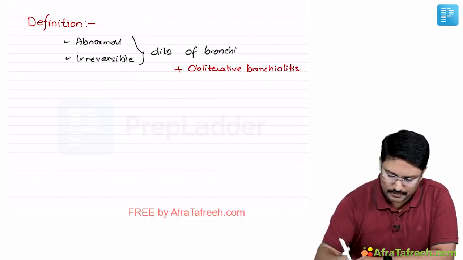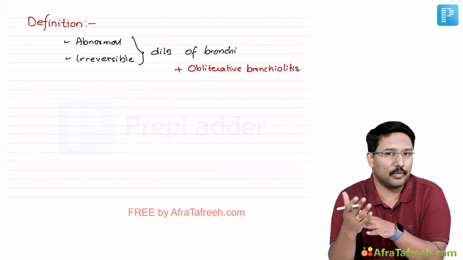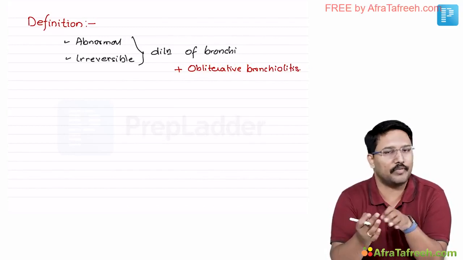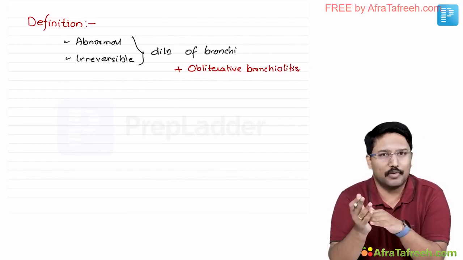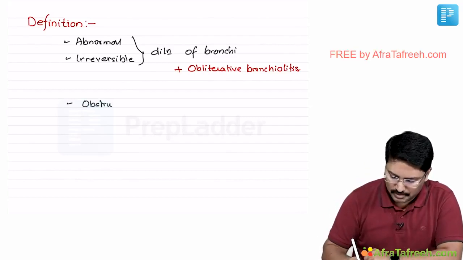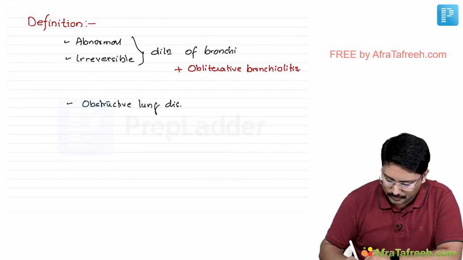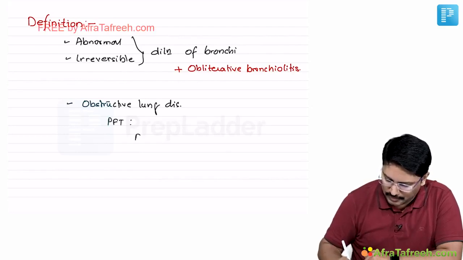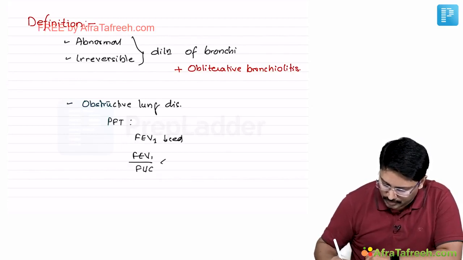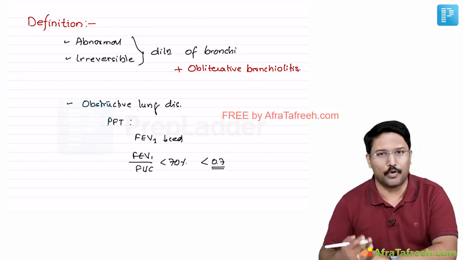Obliterative bronchiolitis. Okay. Now, if you have a patient with bronchiectasis, are you expecting him to fit into the PFT picture of obstructive lung disease or the PFT picture of restrictive lung disease? Largely speaking, bronchiectasis is an obstructive lung disease. So obviously, I would be expecting the obstructive PFT. So on the PFT, I am expecting the FEV1 to be reduced. And as you all know, the FEV1 by FVC ratio will be reduced. It will be less than 70%, or if you want to express it in decimals, less than 0.7.